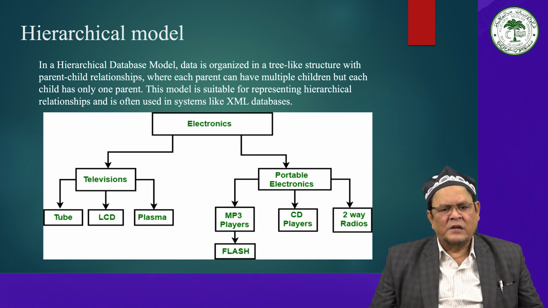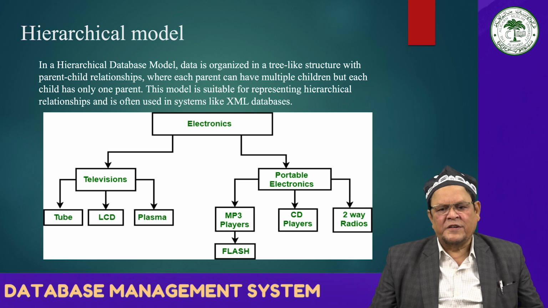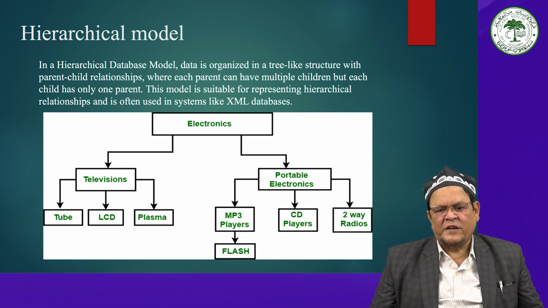The hierarchical model in a database management system is like a family tree, offering a structured approach to organizing information. In this model, data is represented in a tree-like structure with each record having a clear parent-child relationship. The parent node can have multiple child nodes, but each child node has only one parent. This simplicity makes it easy to understand and navigate, resembling the familiar hierarchy found in a family structure.